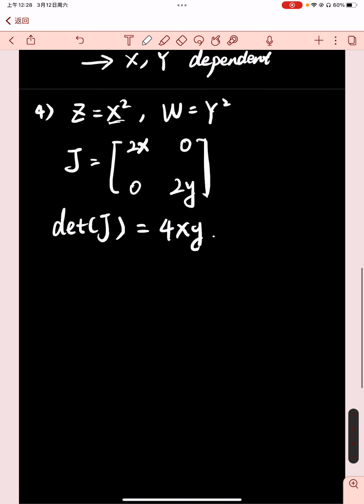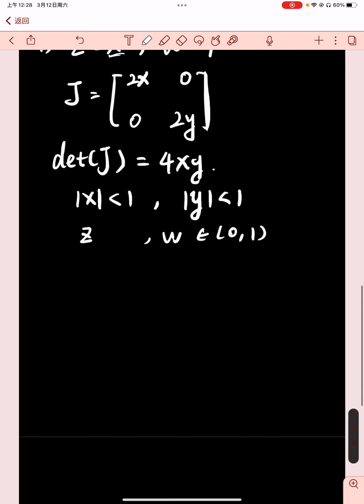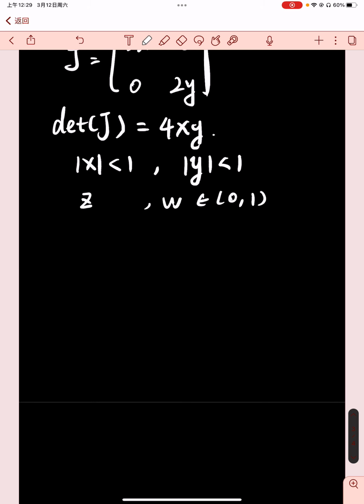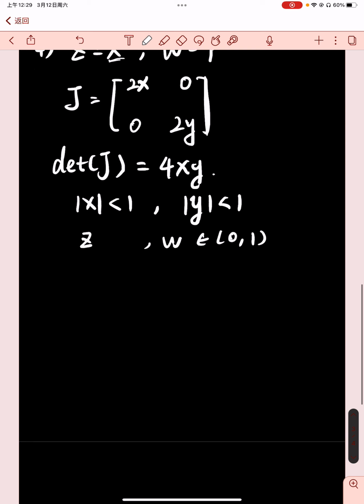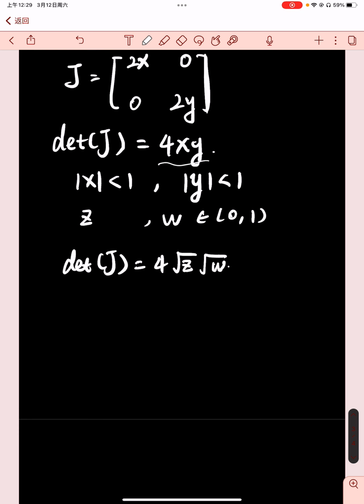Since the absolute values of x and y are both less than 1 and larger than 0, the definition range of Z and W is both 0 to 1. Then we replace x and y by Z and W in the determinant of the Jacobian, which is 4 times the square root of Z and the square root of W, taking the absolute value.